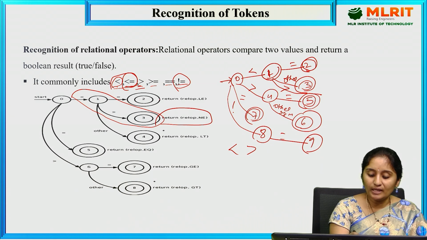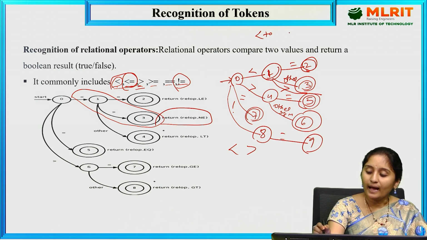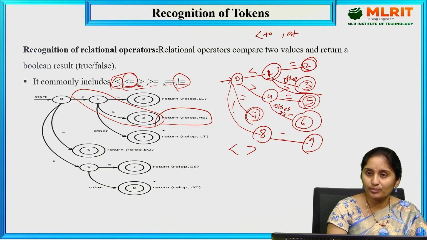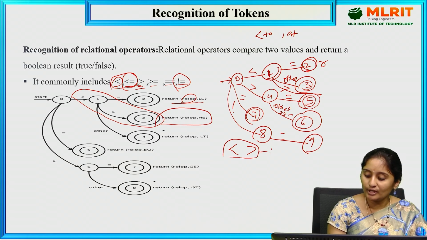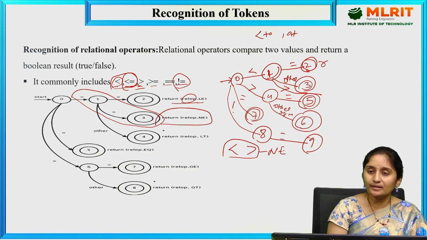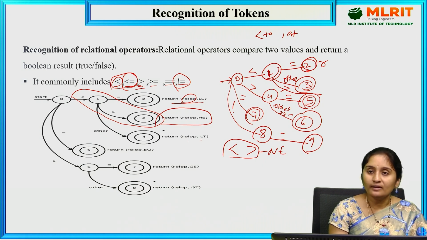See here, for each one what we are writing here, less than, equal to. A token consists of a token name and an attribute value. So what is it returning here? It is returning relational operator and less than, equal to. And for less than and greater than, this is pointing to not equal to. We are writing it as relational operator, comma, not equal to. And one more thing I am having, less than and some other symbol. So it is relational operator, less than.